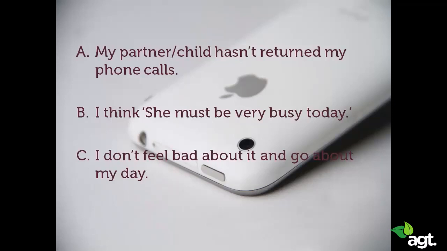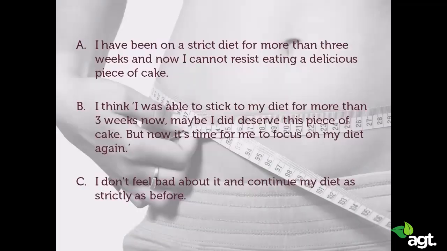Here is another ABC chain with the same adversity. The adversity stays the same: my partner or child hasn't returned my phone calls. But then I think, she must be very busy today. And as a result of this thought, this belief, I don't feel bad about it, and I go about my day. You see the difference? It's the same adversity. It's just our belief that is very different, and our belief triggers the different consequences, the different responses.